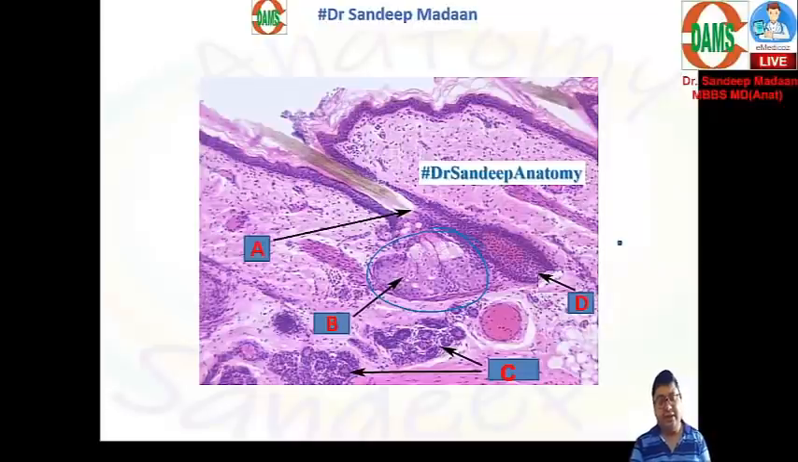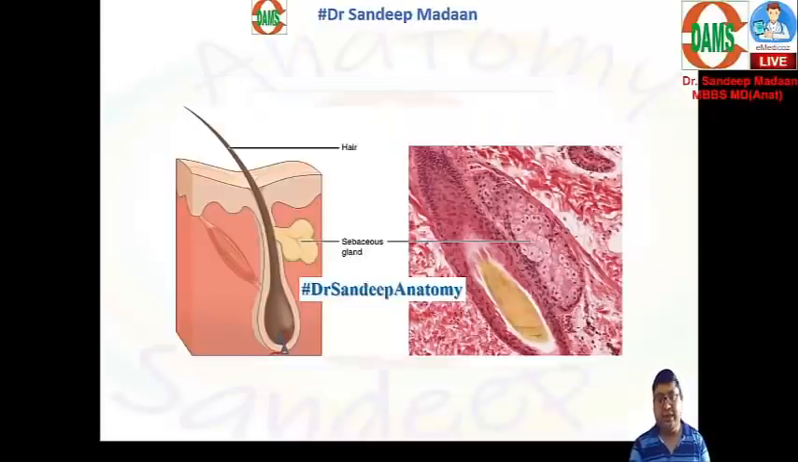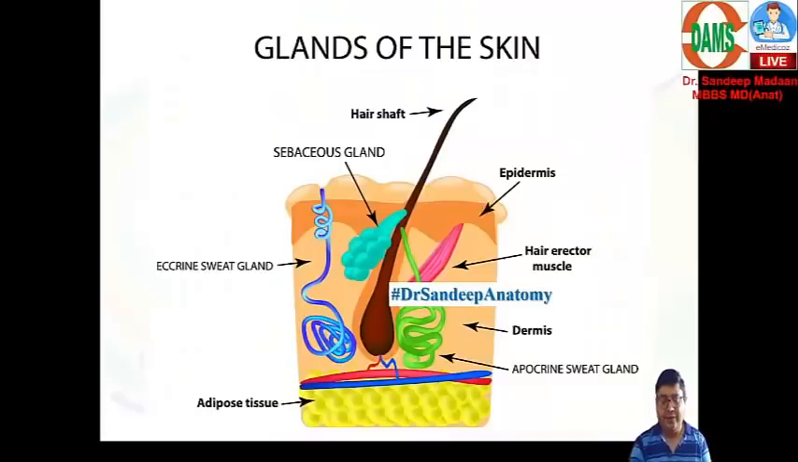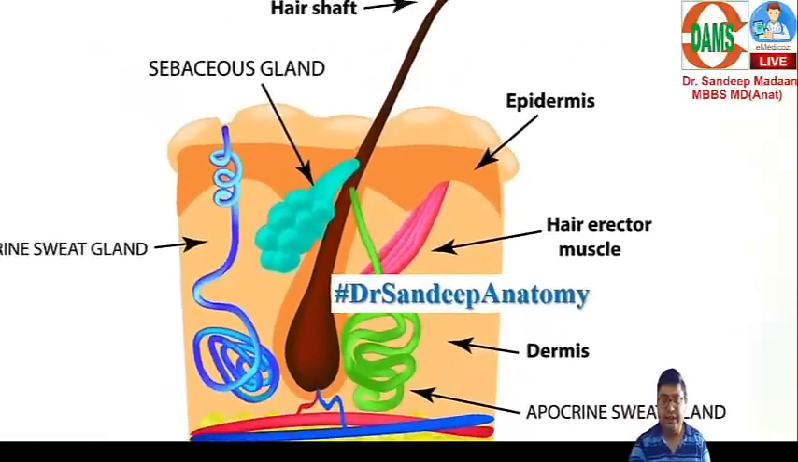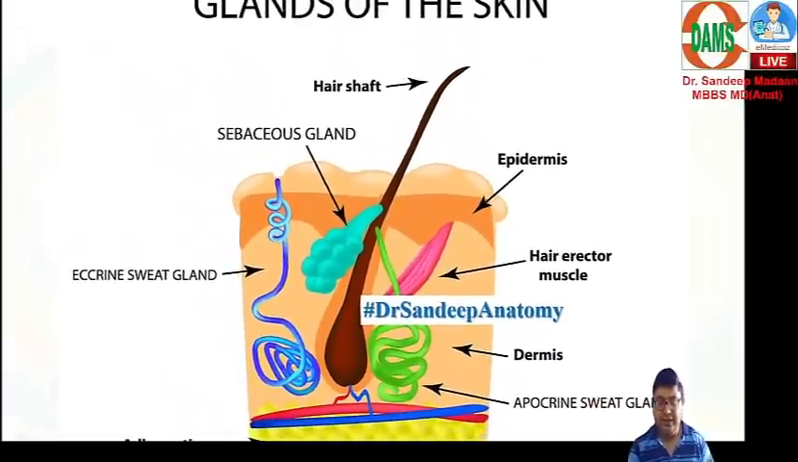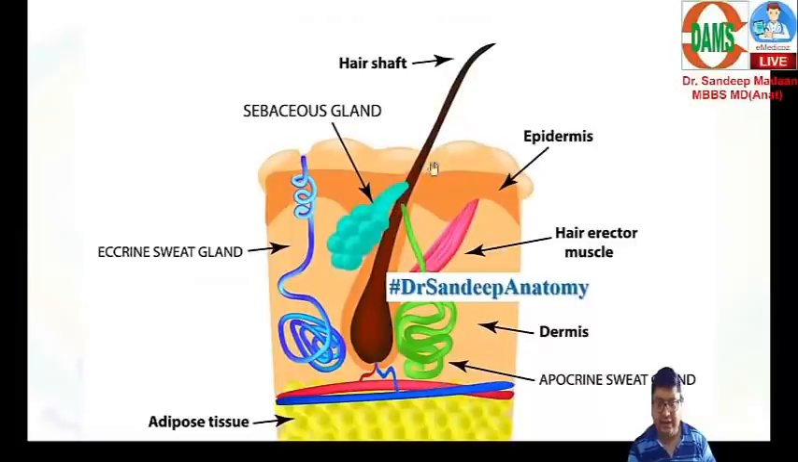Let me show you a little bit of anatomy here. Whenever you get a slide where the hair follicle and hair shaft are given, this is a slide of the skin with the glands. Sebaceous gland will look like a grape-like cluster, and it will be very close to the skin surface. Also it will be very close to the shaft part, and this coiling is one of the features. Also, away from the surface is the sweat gland.